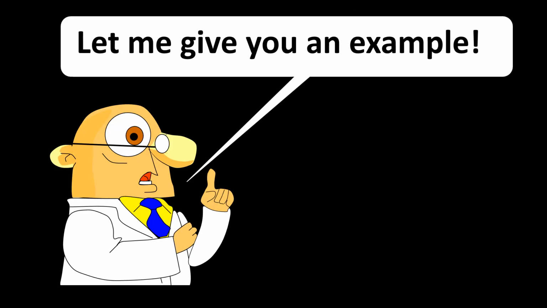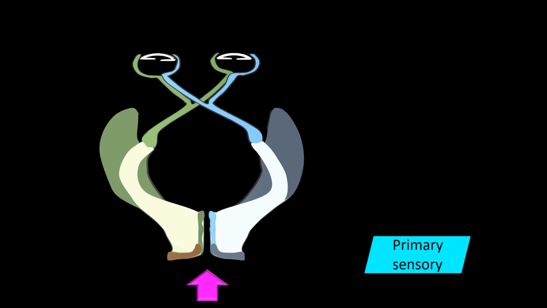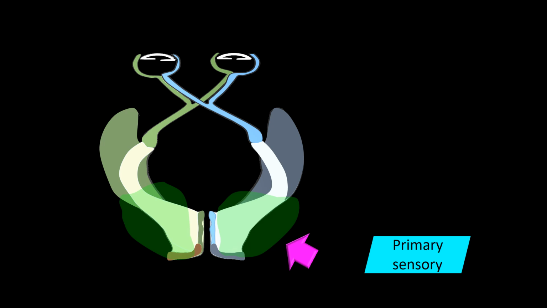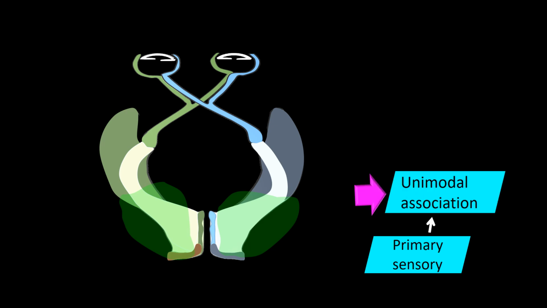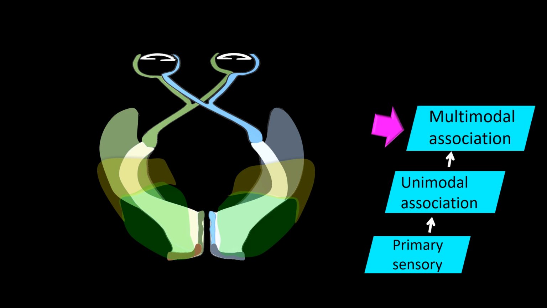Let me give you an example using vision. In this frame, you can see the visual pathway, starting at the retina and ending at the primary visual cortex. The primary visual cortex is equivalent to the primary sensory area of vision. Now I will add two new structures. The structure I am adding represents the unimodal association area. The new structure I'm adding represents the multimodal association area.